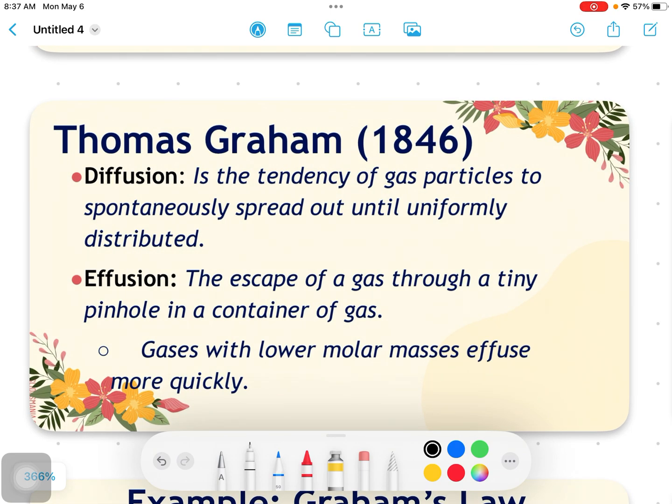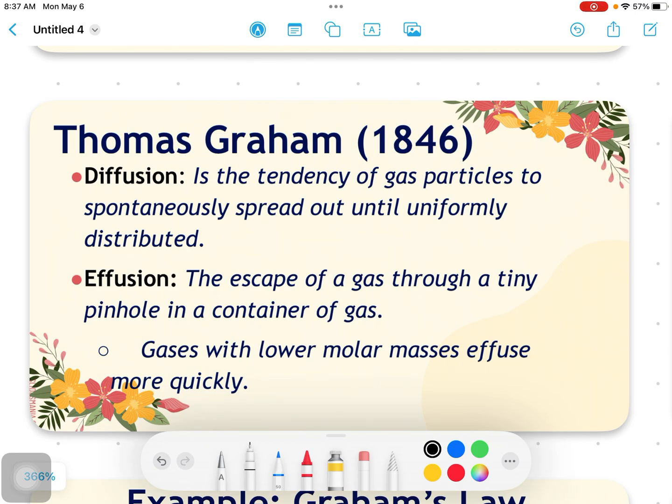This is dealing with Thomas Graham, so we call it Graham's law. With Graham's law, we talk about the difference between diffusion and effusion, because Graham's law sticks to effusion, but it does sound very similar to diffusion. Diffusion is the tendency of gas particles to spontaneously spread out until uniformly distributed. When you have a diffuser at home, or an open container of a gas that smells and it spreads throughout the room, that is diffusion.